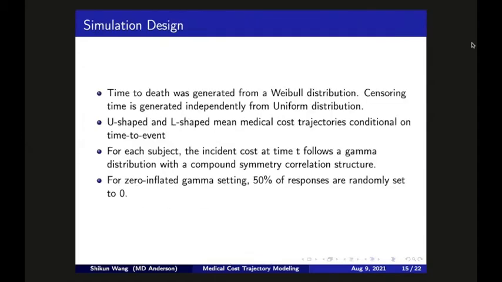In our simulation design, time to death tilde t is generated from a Weibull distribution. Censoring time is generated independently from uniform distribution. The true mean trajectory mimics the U and the L-shaped trajectory for long-term survivors. For each subject, the incident cost at time t follows a gamma distribution with a compound symmetry correlation structure. For zero-inflated gamma setting, 50% of responses are randomly set to 0.